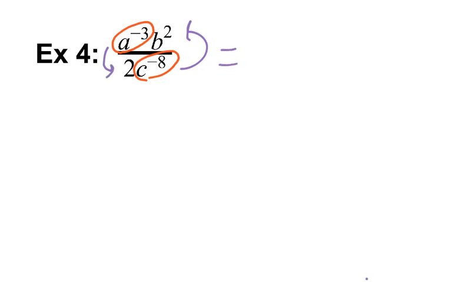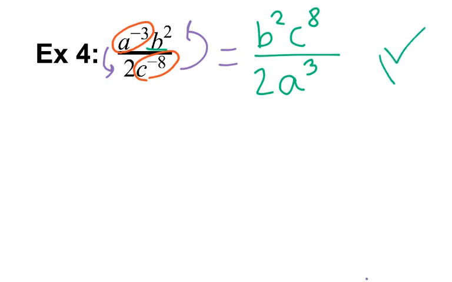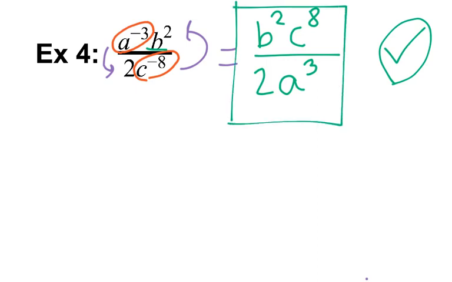So this b squared stays because it's positive, b squared, and then c becomes a positive 8 because we moved it, right? And then on the bottom of the fraction, that 2 is still hanging out down there, and we move the a to the negative 3 so that it would become positive. And now we want to check if it's fully simplified, and it is because there's no negative exponents. So we are done.